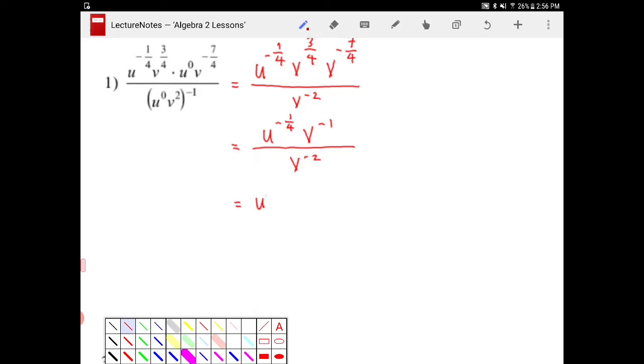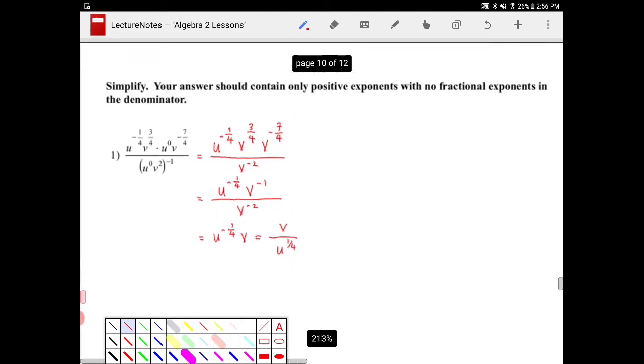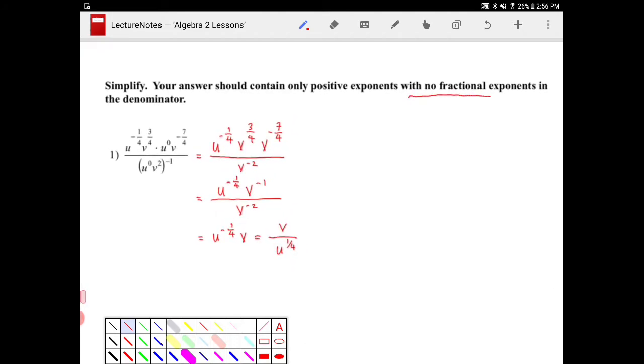Next, v to the negative 1 over v to the negative 2 just becomes v to the first, because negative 1 minus negative 2 is positive 1. Now I'm at the stage where I have u to the negative 1/4 times v. This is equivalent to v over u to the 1/4. And the instructions say that my final answer cannot contain any fractional exponent in the denominator.